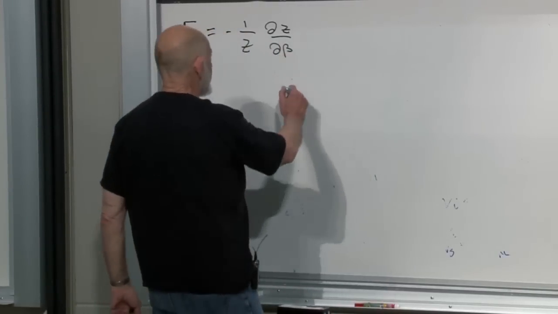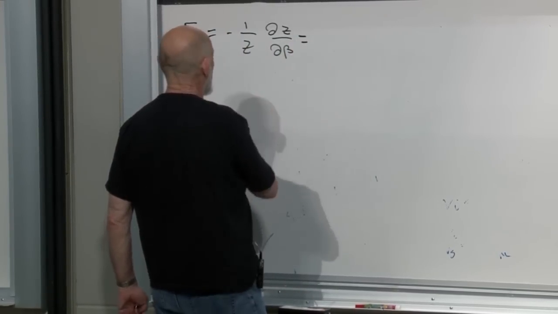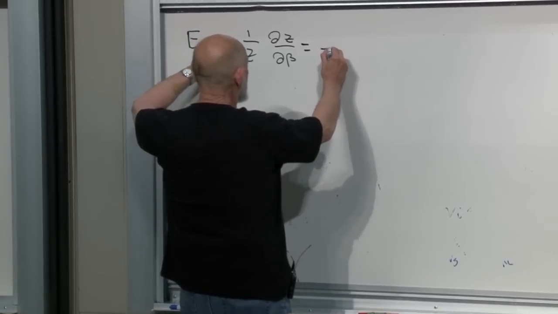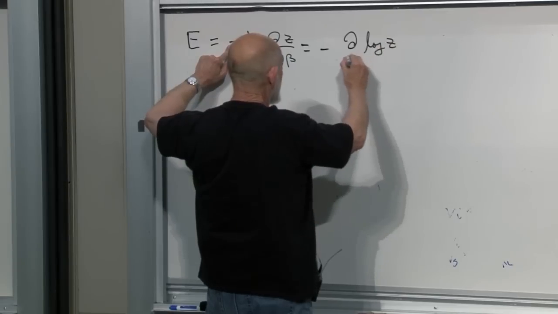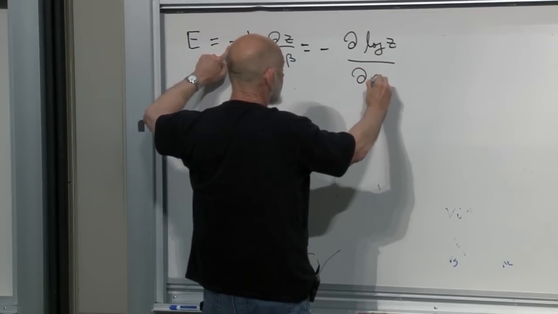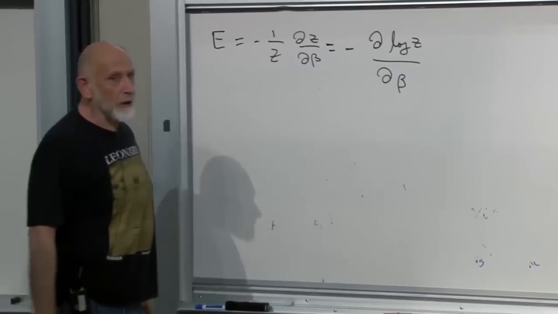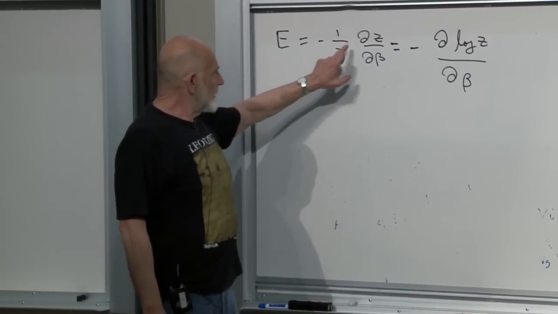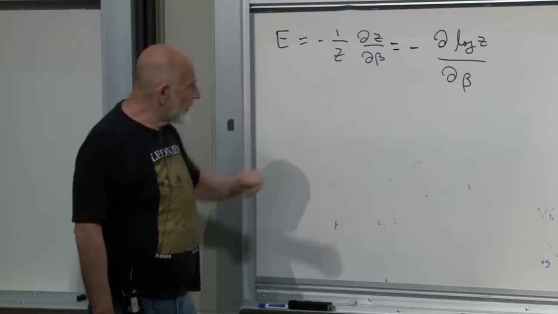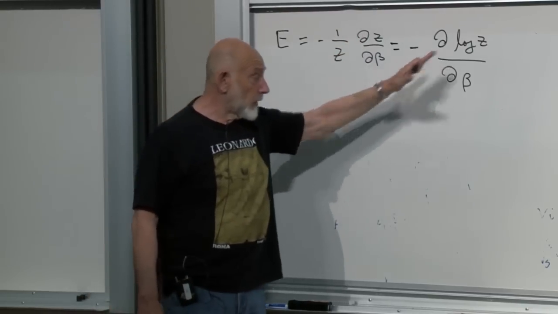Yeah, there's one step first. Before I answer the question, let me just note that this is minus the derivative of the logarithm of z with respect to beta. It's really the logarithm of z which is going to occupy us a lot. 1 over z times the derivative of z is the derivative of the logarithm of z.